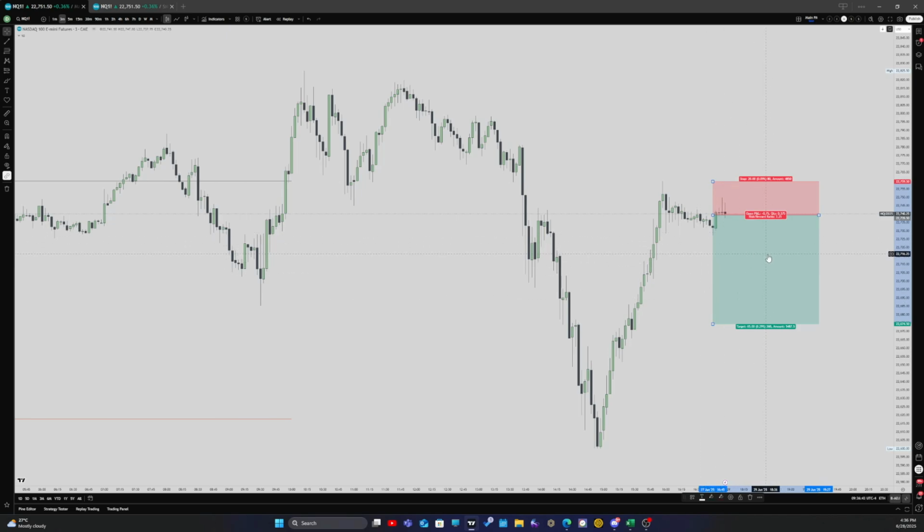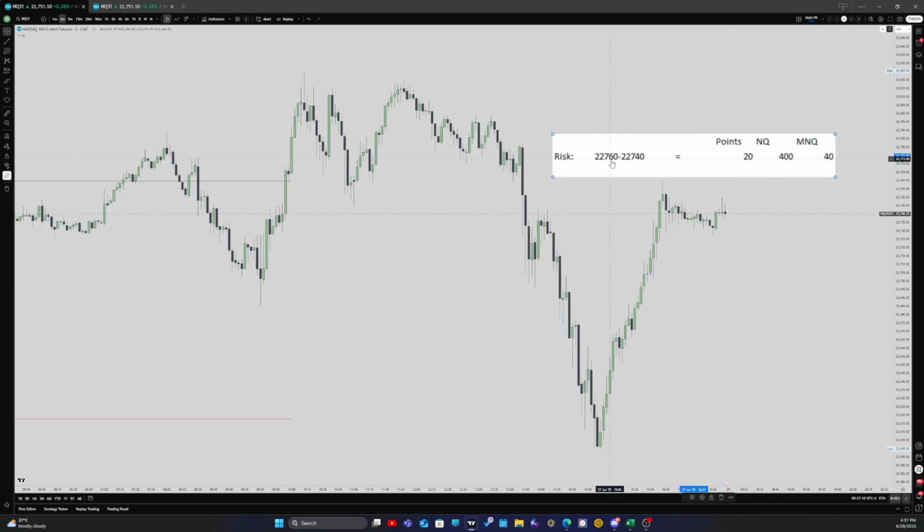the easiest thing is actually to look at this. So I have my cursor here on this high. On the right hand side, I see that the value is 22,760 right here. The value of the high here is 22,760. The current value is 22,740. So what do I have there? I have this: 22,760 minus 22,740, and I get my 20 points.